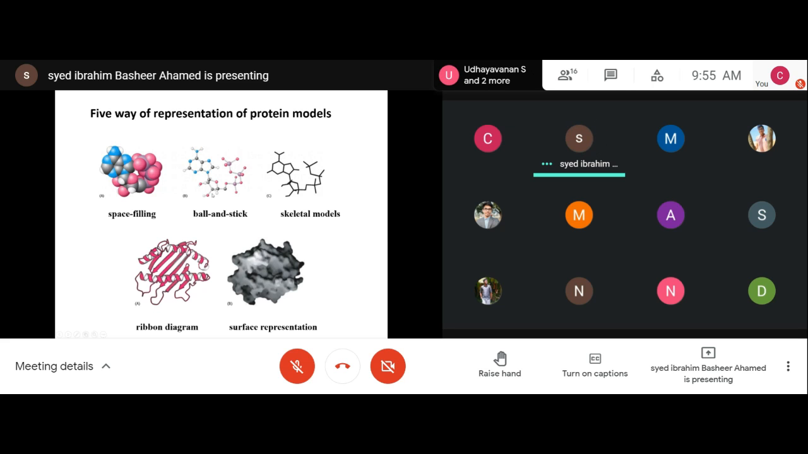So in ball and stick, you can see the balls representing each atom. Okay, it is proportionate with the atomic radii of each atom. All right. So the black one represents carbon, blue represents nitrogen, red represents oxygen, and white is hydrogen. All right. So generally, hydrogen will not be displayed. Okay. If you want to display it, you can.